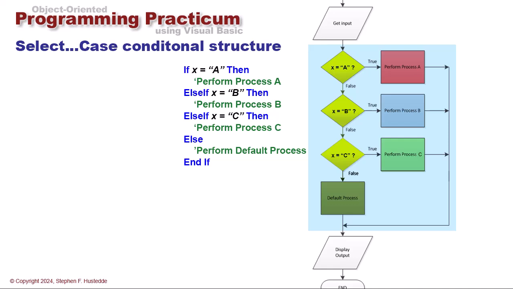So if x equals A, we're going to perform process A. Otherwise, if x equals B, we'll perform process B. Otherwise, if x equals C, we'll perform process C. And if none of those are true, then we'll perform the default process under the else fork.